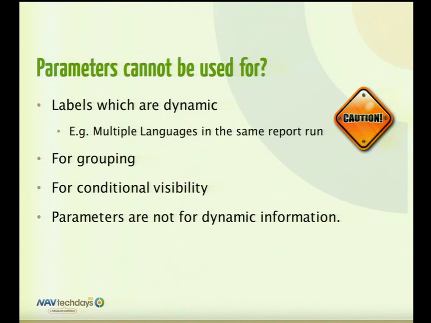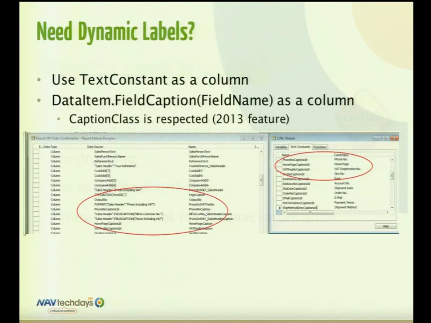Since parameters are a static collection, they will not be able to change language on the fly. So you cannot use parameters if you're changing languages inside the report on the fly. Similarly, you cannot use it for any grouping or any conditional visibility because it's one static value. So what do you do if you still need labels which change per line?